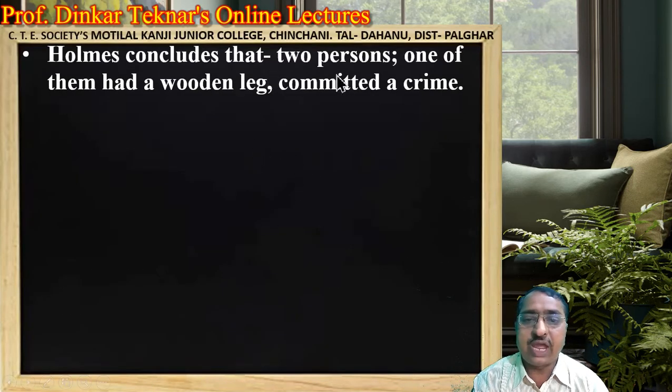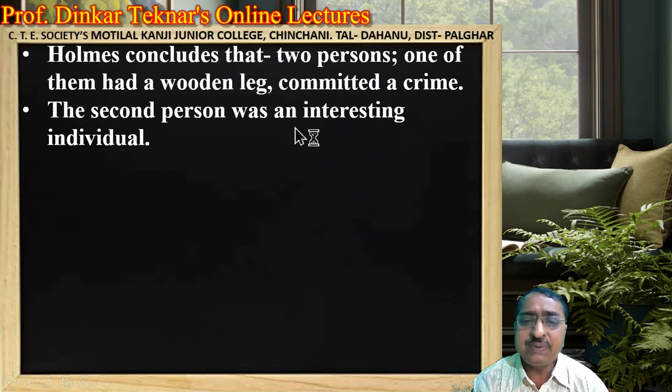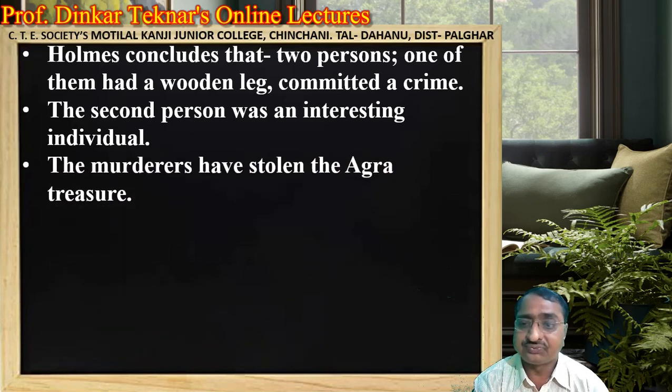Holmes concludes that two persons, one of them with a wooden leg, committed the crime. They had murdered Bartholomew, and there might be two persons, and one of them might have a wooden leg. The second person was an interesting individual, whom they could not guess at that time. They wanted to investigate further.